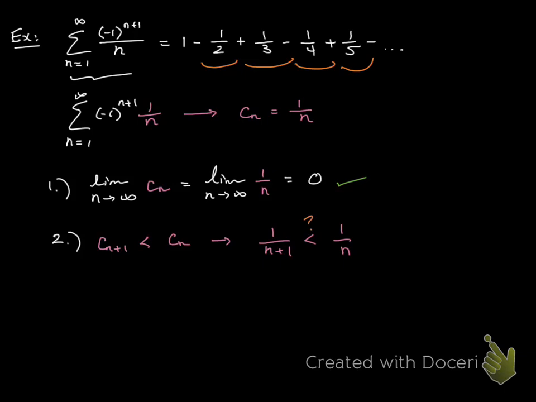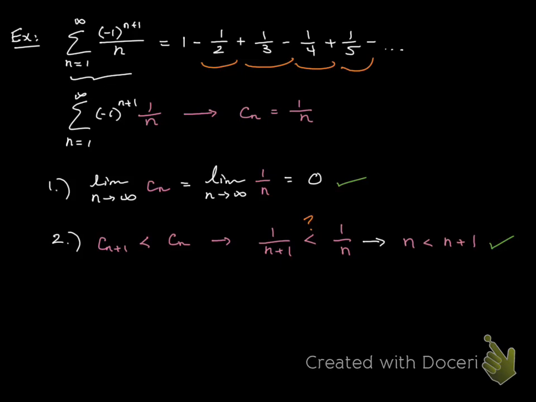We can basically do that for free here, right? Because the c sub n plus 1, 1 over n plus 1, has a larger denominator. It's a smaller fraction than 1 over n. We can also multiply through and see what happens here. If I cross multiply, I have n on the left is less than n plus 1. And that's of course true, right? n is smaller than n plus 1. Yeah, that's true. This is a decreasing sequence.